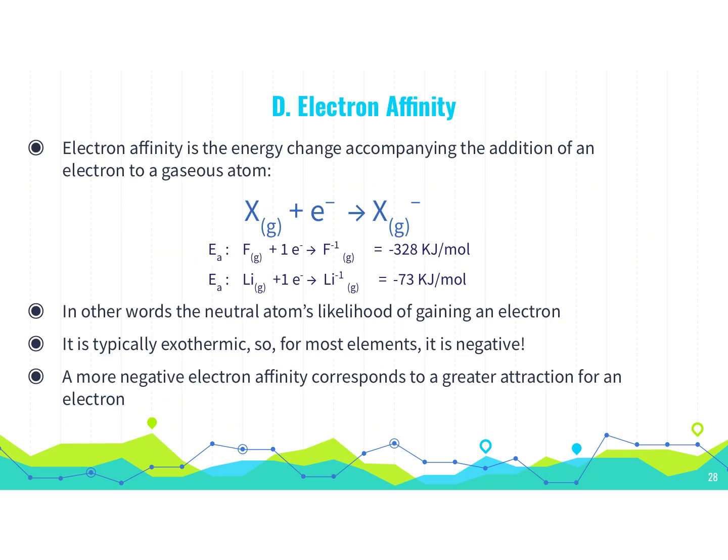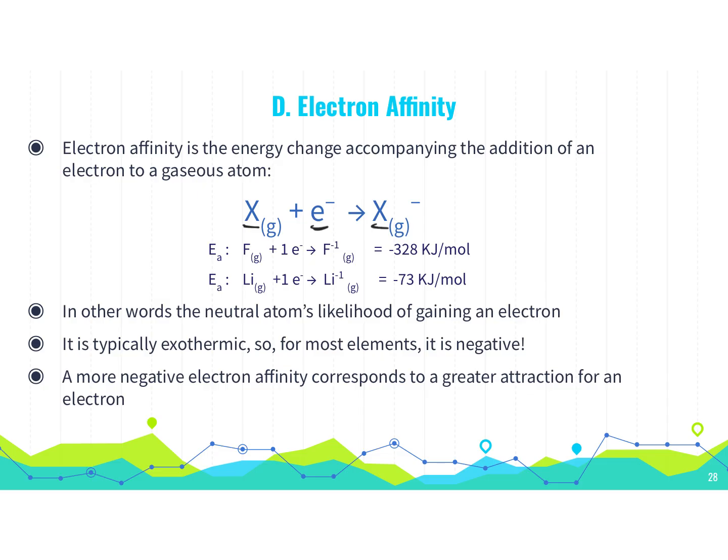The fourth we're going to be talking about is electron affinity. So electron affinity is the energy change accompanying the addition of an electron to a gaseous form. Right, and so if you have some sort of an element, whatever it is, X, you add an electron, it becomes X minus in the gas phase. The electron affinity describes the energy that changes once you add that electron.